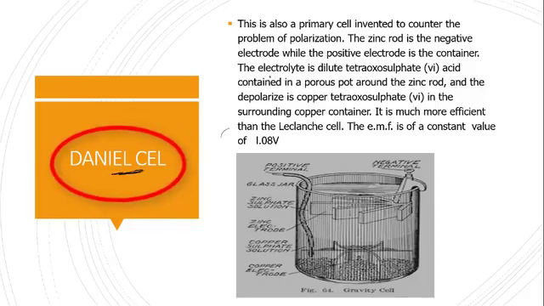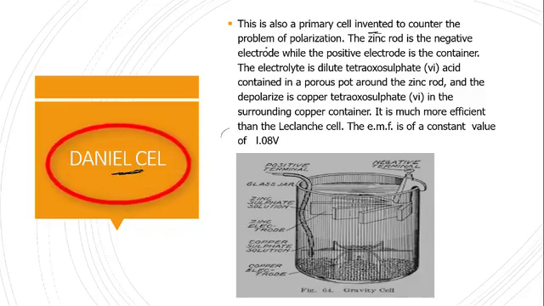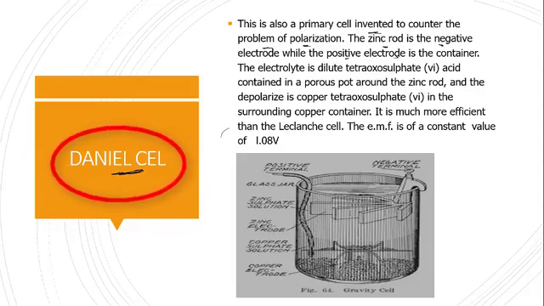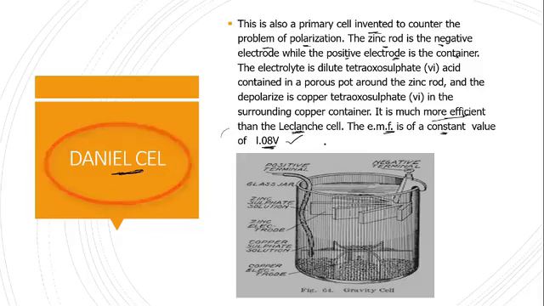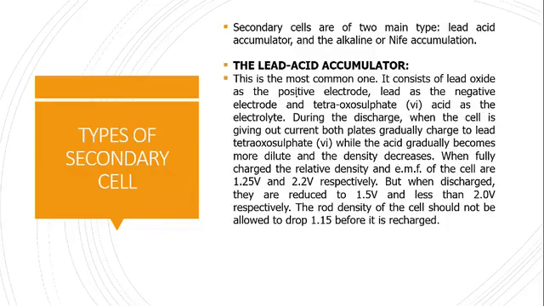The Daniell cell is another kind of primary cell which was invented to override the problem of polarization. The zinc rod in a Daniell cell is the negative electrode, while the positive electrode is the container itself. The Daniell cell is much more efficient than the Leclanche cell, and for this, it has an EMF of a constant value of 1.08 volts.